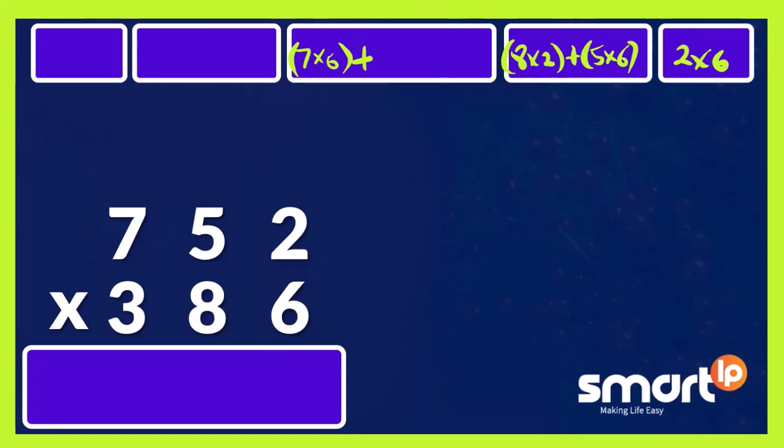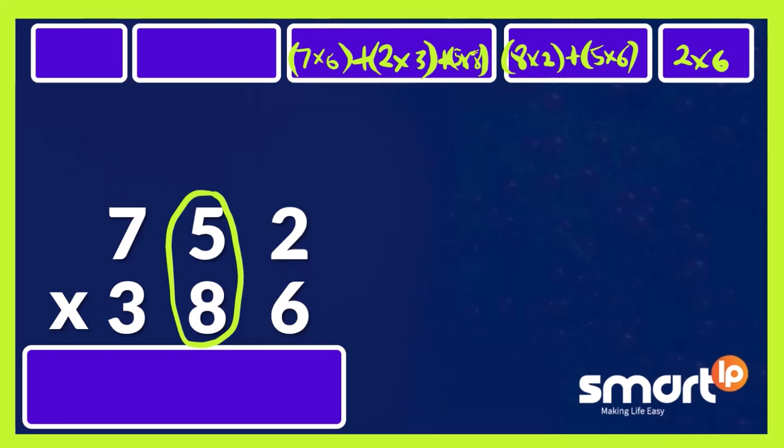So next one, take the last digit in the first number, multiply by the first digit in the second number. So you have 2 times 3, put that in brackets. Plus. Then the next thing is, take the second digit of both numbers and multiply them together. So that is 5 times 8.